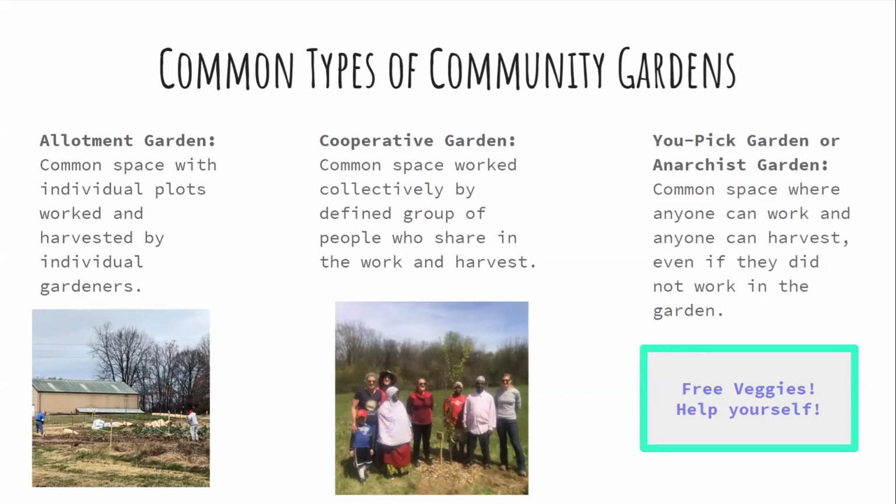The next type of community garden that we hear a lot about, and the most common definition for folks who are hoping to benefit from community gardens without working, is the cooperative garden. A cooperative garden is, in general, a common space, a garden inside a park or on a private piece of property like a church, that is worked collectively by a defined group of people.